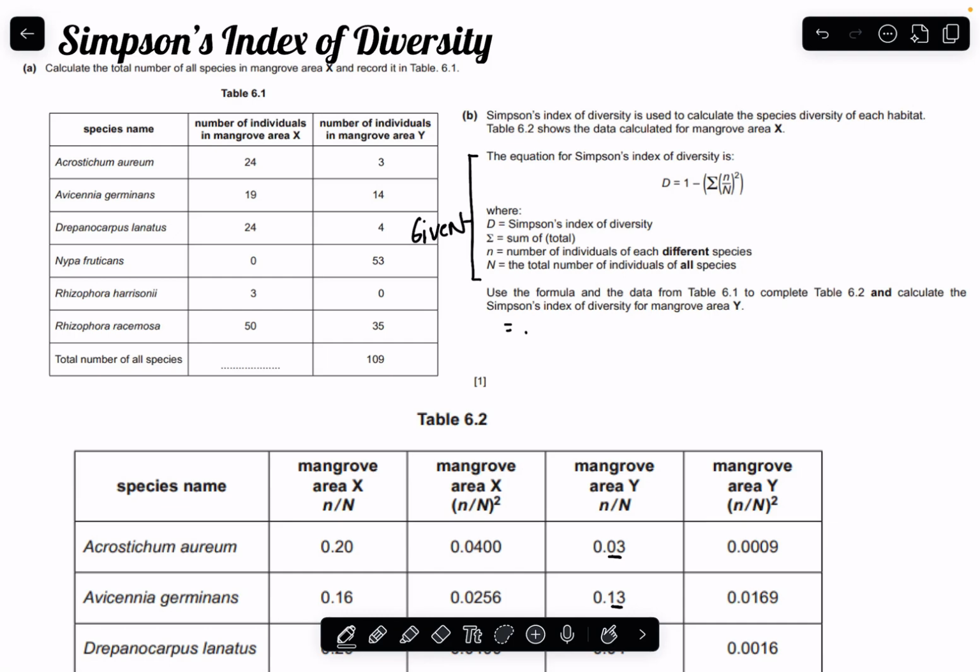So the first part of the question, it says calculate the total number of all species in mangrove area X. Important to pay attention to that. So we have to do a little math here. Total number of mangrove area X. If you add 24, 19, 24, 3, and 5, you're going to get 120.